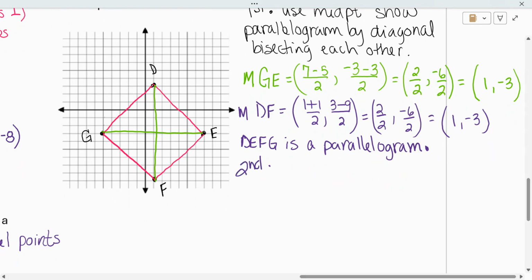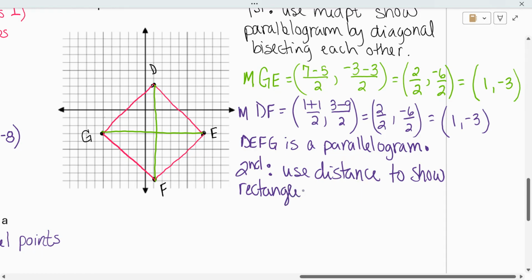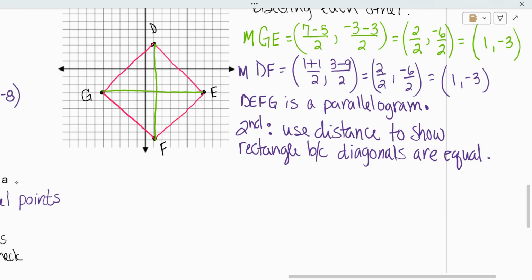So second, I'm going to use the distance formula to show it's a rectangle because the diagonals are equal. The lengths of the diagonals are equal. So let's see, what are my diagonals? Well, my first diagonal is the distance from G to E. So I'm going to use the distance formula. All right, so I'm doing G to E.